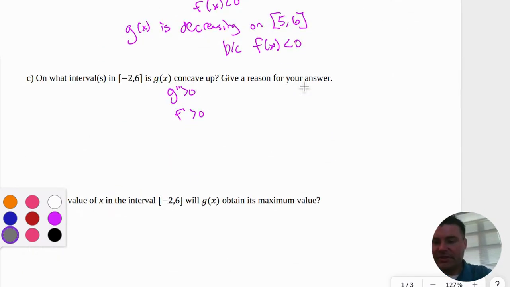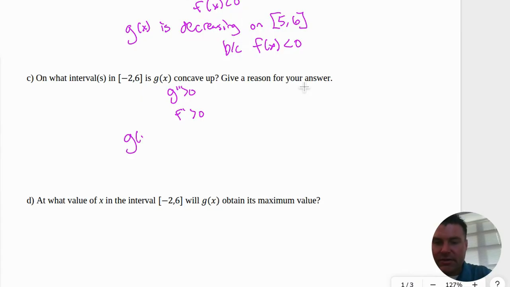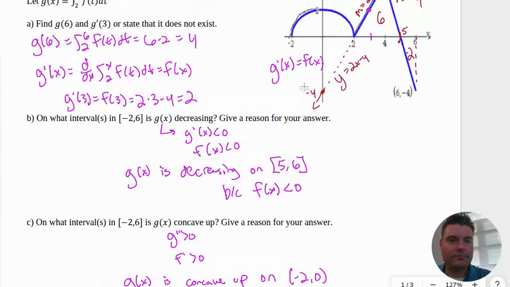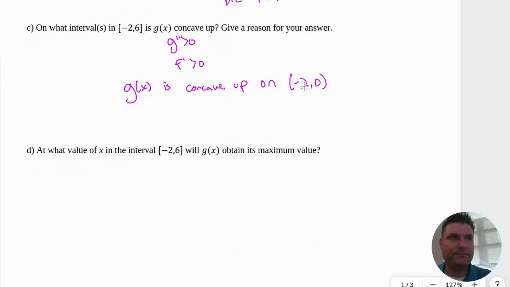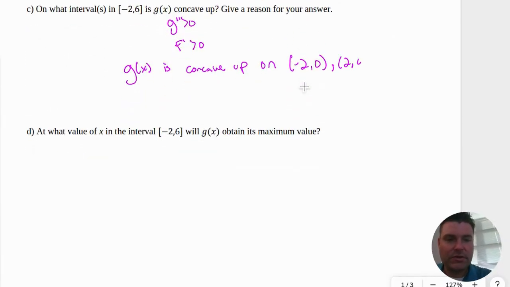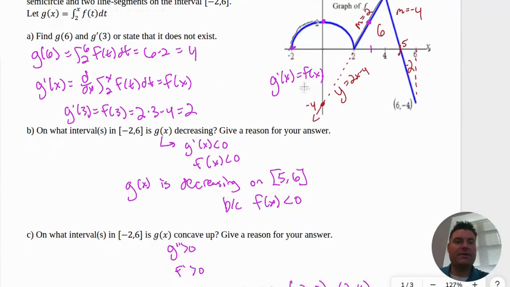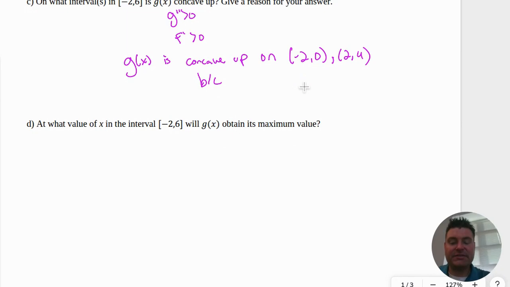So g of x is concave up on, we're going to go from -2 to 0. So from -2 to 0, you can kind of see how we're increasing from those 2 points right there, and from 2 to 4. Because I can only talk about f here. So because the slope of f is positive, or f is increasing, I'll just say f is increasing on those intervals.